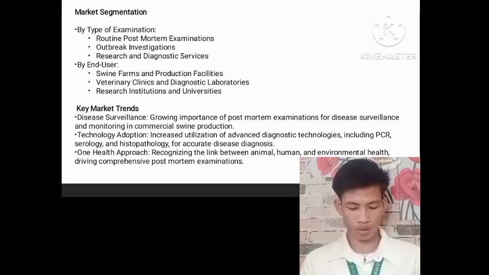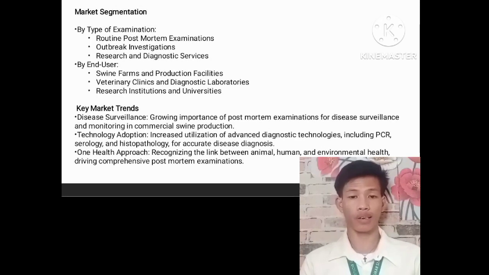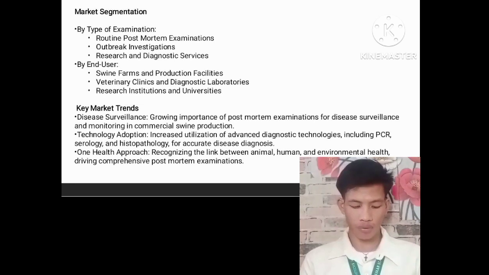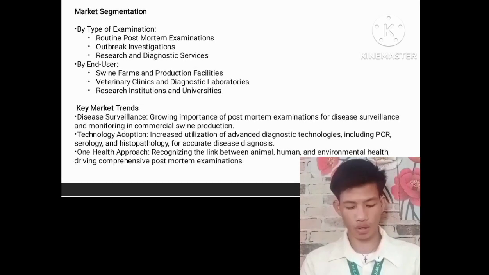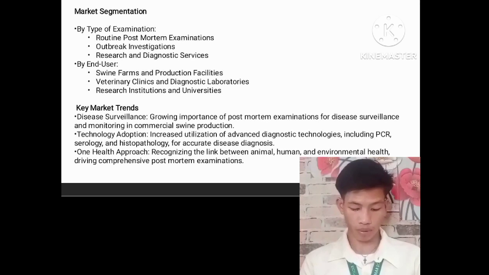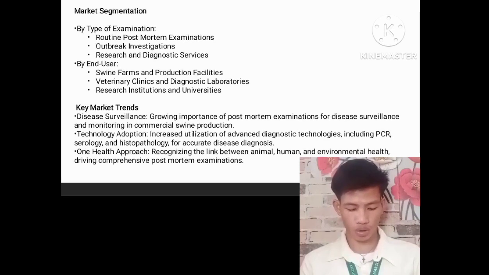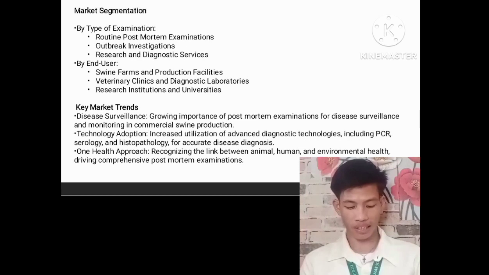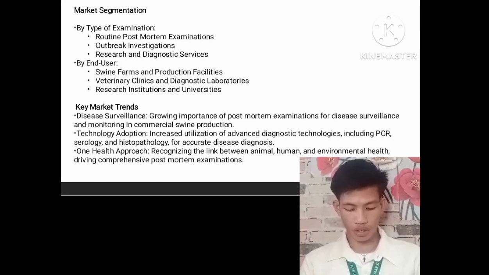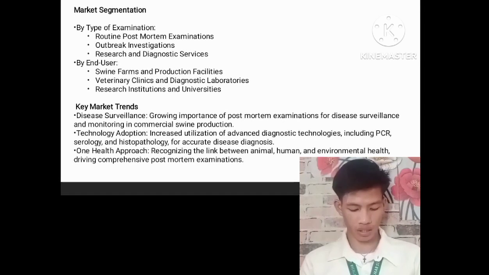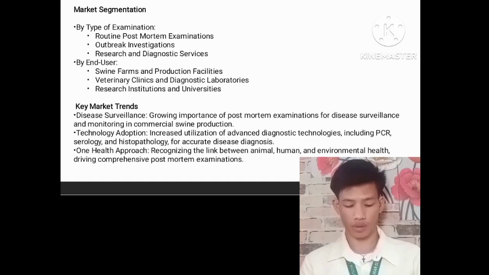Market segmentation by type of examination and by end users. For routine post-mortem examinations, the end users are swine farms and production facilities. Outbreak investigations are assessed by veterinary clinics and diagnostic laboratories. Then research and diagnostic services, the end users of that are research institutions and university researchers.